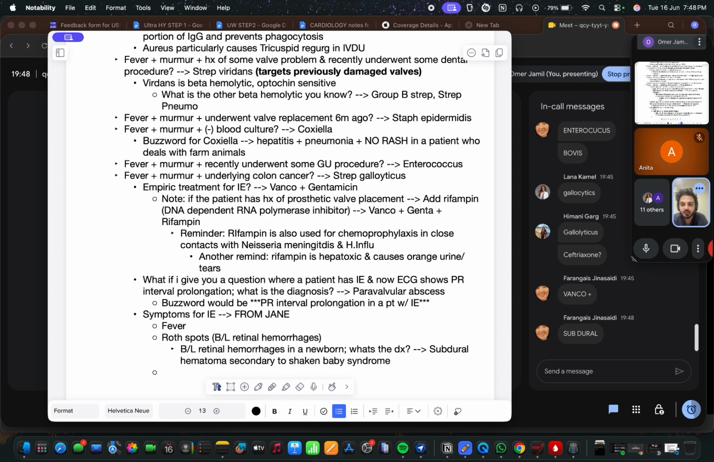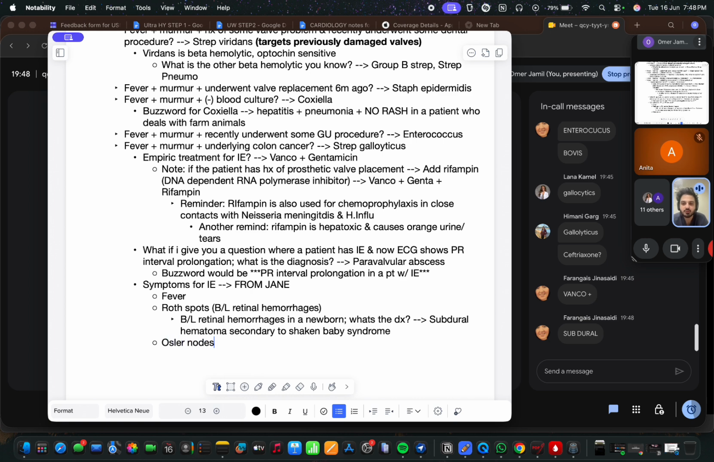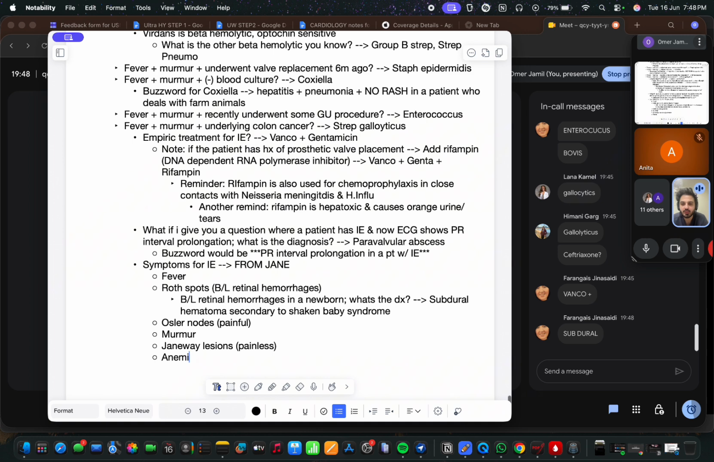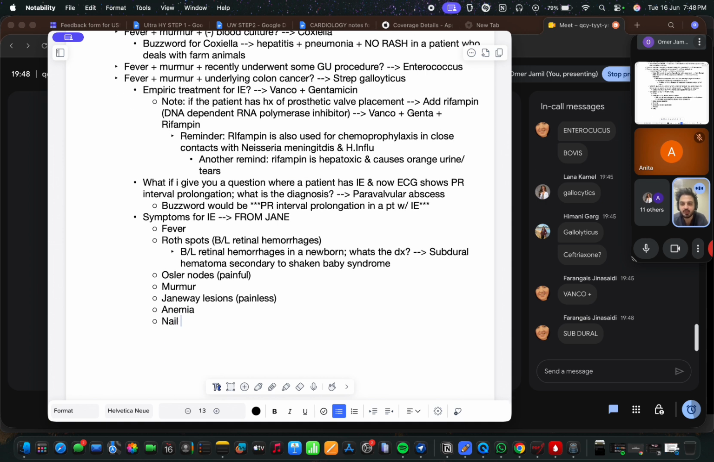Okay, then O is for Osler nodes. Remember, these are painful. M is for the murmur itself. J is for Janeway lesions. These are painless. A is for anemia. N is for nail bed hemorrhages, and E is for embolization.